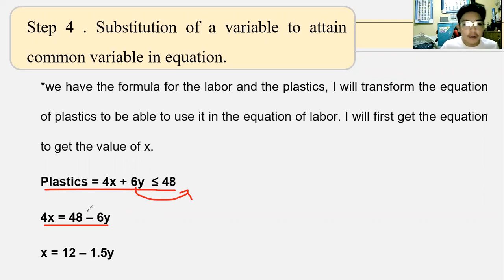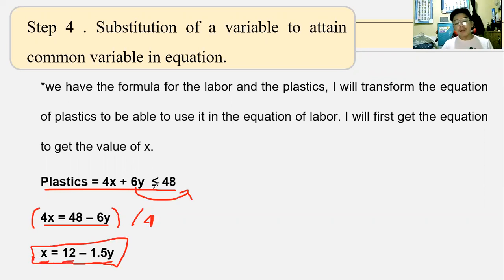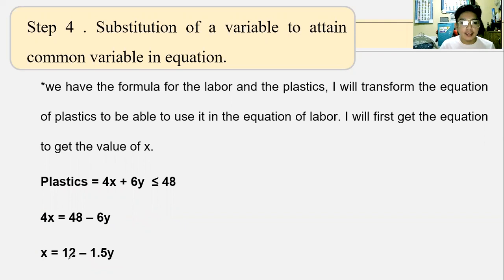And how do we get the value of x? We just divide by 4. 4x divided by 4 is x, 48 divided by 4 is 12, and 6 divided by 4 is 1.5y. Now we have the value of x with respect to y, and since we have that, we're going to use it in the equation of labor. Just remember this: x equals 12 minus 1.5y.